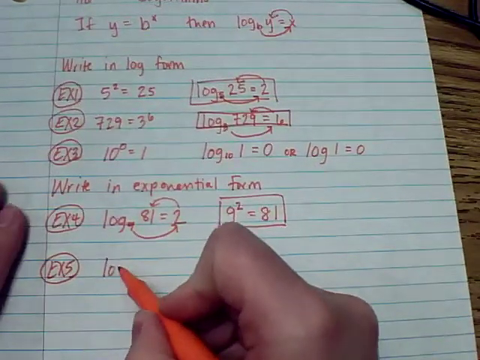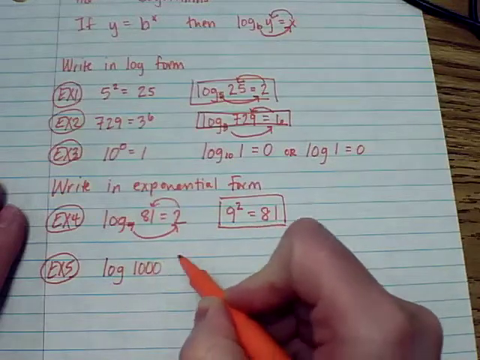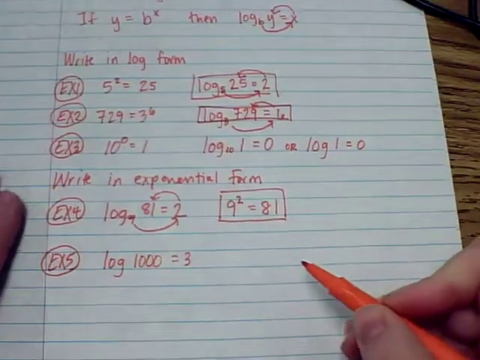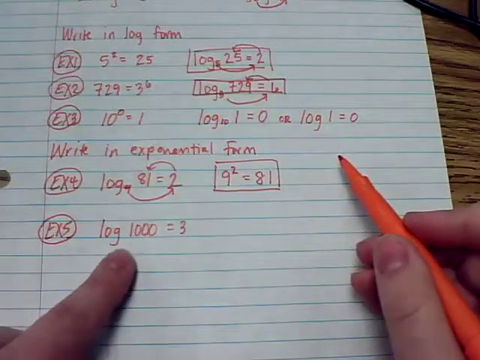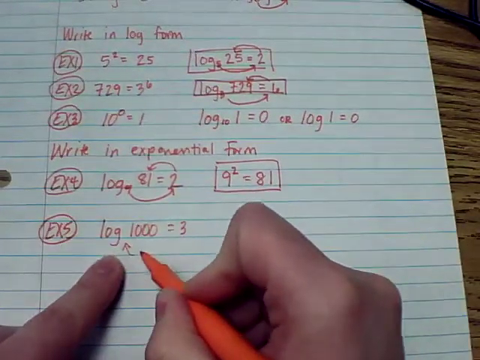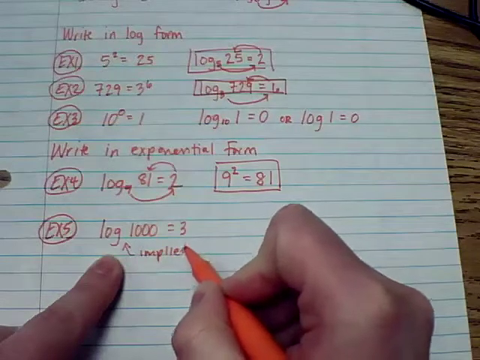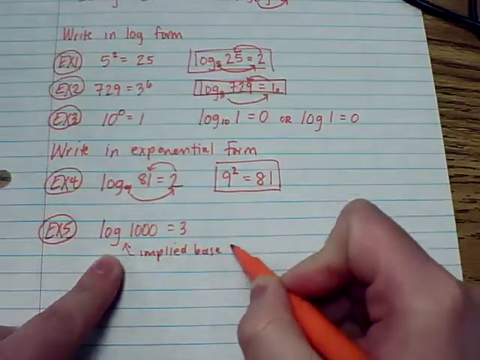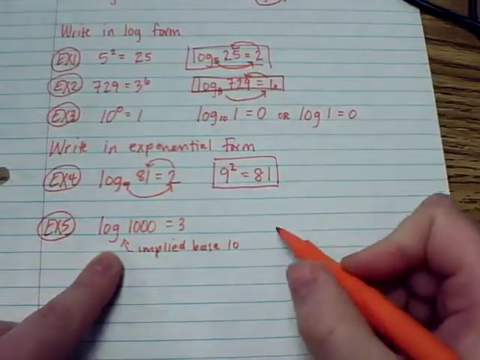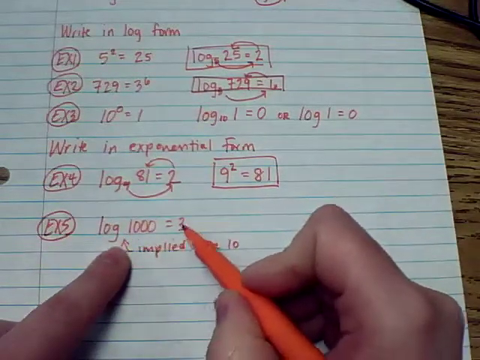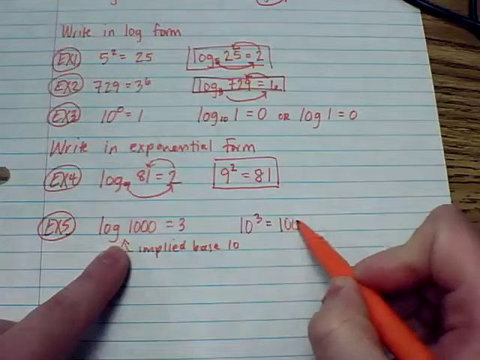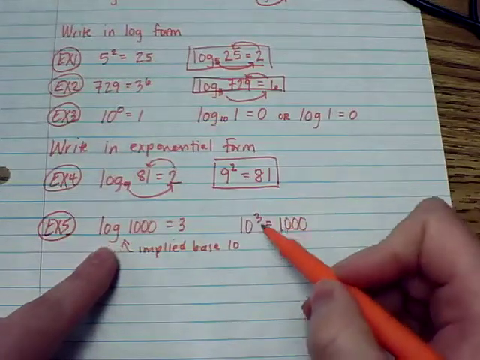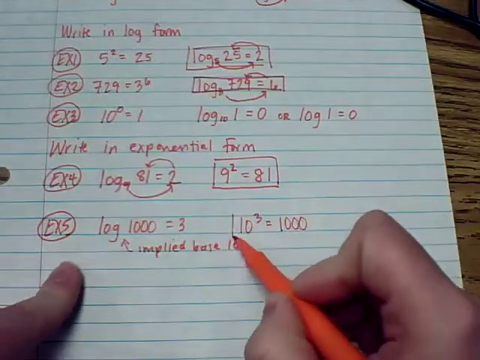Alright, now if I have log 1,000 equals 3. So remember what we set up here. If there's not a base written, it's implied to be 10. So when I rewrite it in exponential form, I'm going to have 10 to the 3rd power equals 1,000. So if I cubed 10, I should get 1,000.